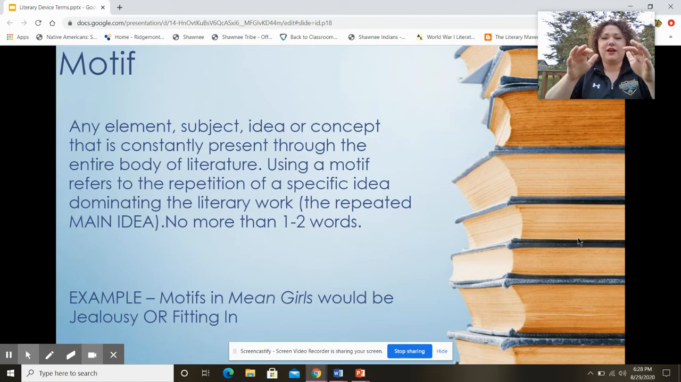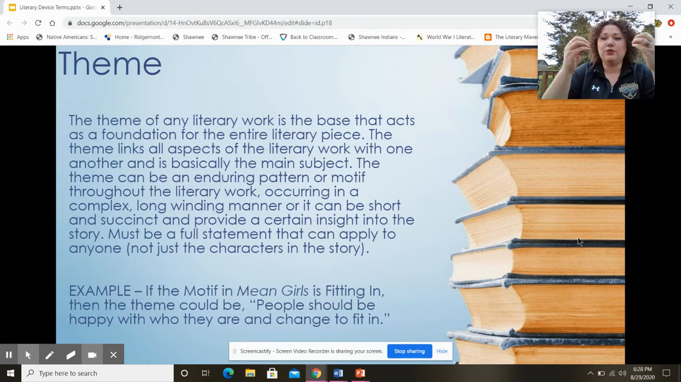So your motifs are these concepts that are repeated throughout that help you to develop your theme, and they help you to understand the tone of what you're reading, but it's not a theme. Your theme then is the full statement. It's those lessons we take away. It's those ideas, those patterns that we can connect to as human beings that are connected to those motifs.